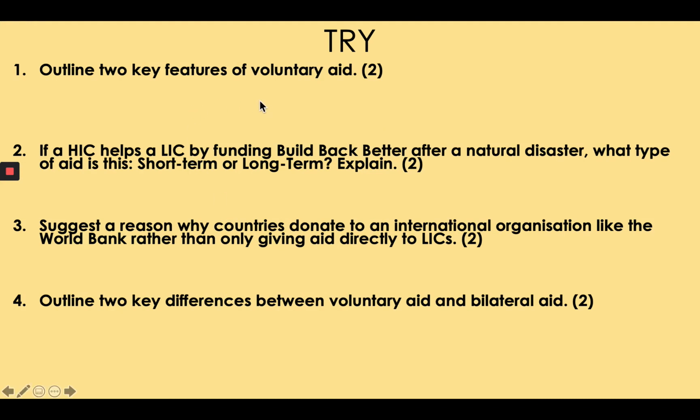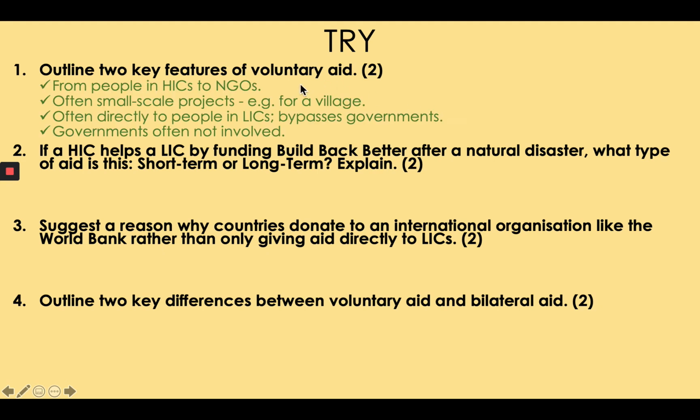So number 1, outline 2 key features of voluntary aid. You could have said any of these following 2. It's from people in HICs to NGOs. It's often small-scale projects, like for a village. It's often directly to people in LICs, bypasses the government. And often governments are not involved at all, on either side.